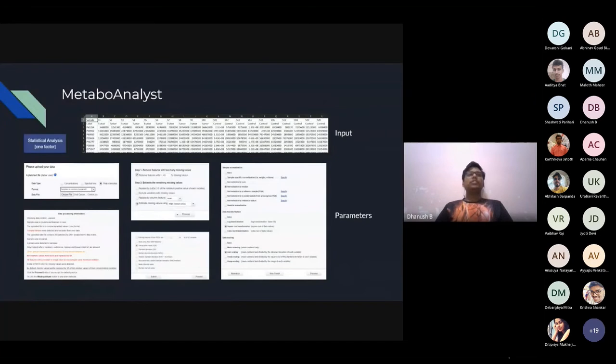Then the data was filtered using interquartile range. This filtration of the data is done to remove the undesirable variables. Then the normalization of the data was done by median. Then transformation of the data was done by square root transformation, and the auto scaling of the data was done.